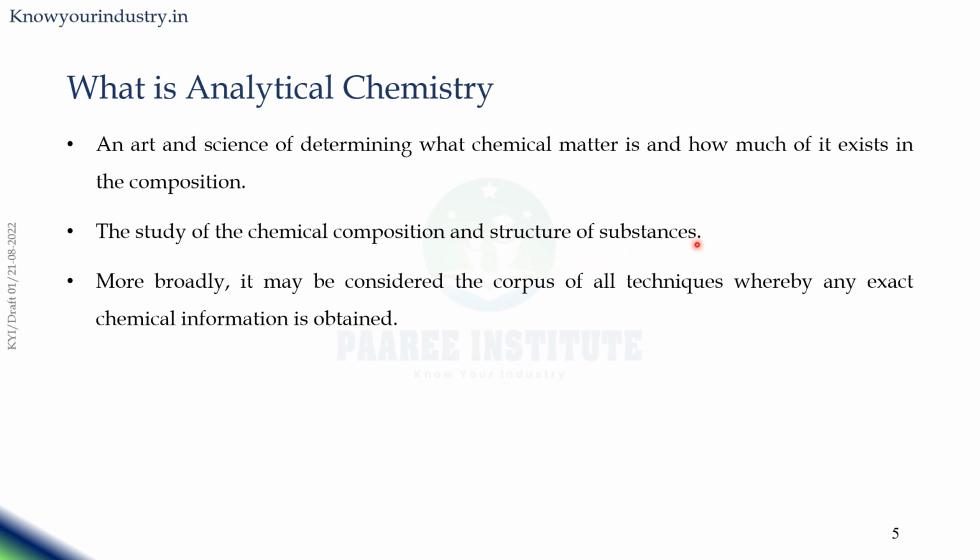and structure of substances. We can say more broadly that it may be considered the corpus of all techniques whereby any exact chemical composition is obtained. So it is all about the various techniques used to determine a chemical structure or a qualitative analysis of a composition, and its structure, and that is called analytical chemistry.